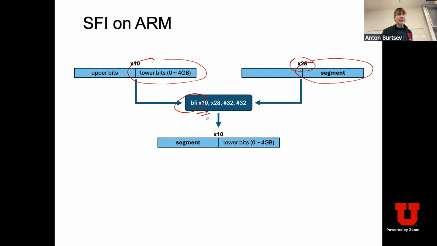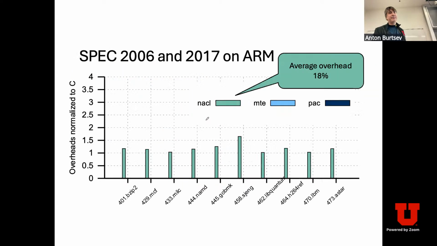And surprisingly, this trick works pretty well. So I have a collection of benchmarks from the SPEC 2006 and 2017 benchmarks. There is a bzip compiler, libquantum, who knows what it does, but it's stock benchmarks.